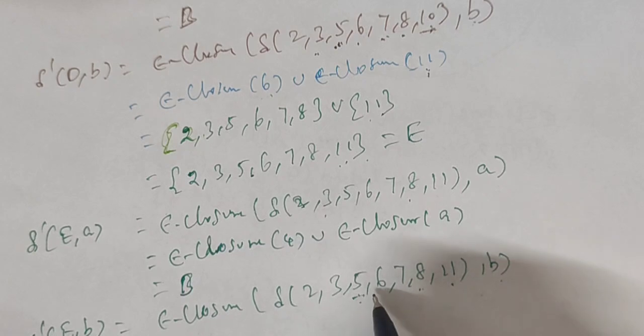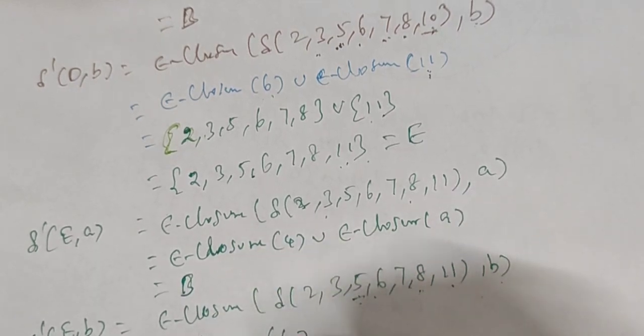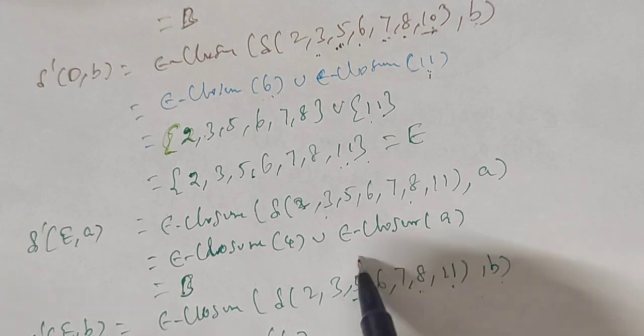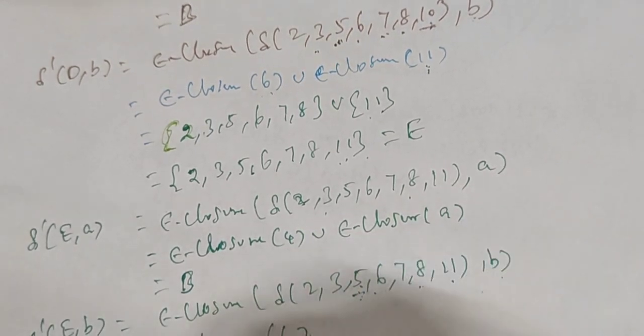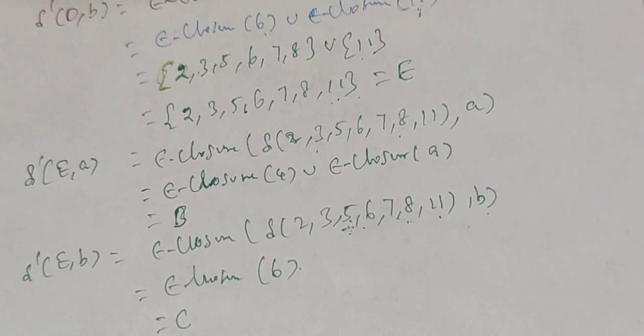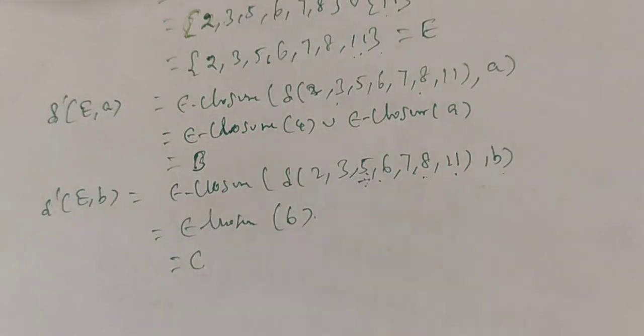So when B is applied in 5, it goes to 6. So epsilon closure for 6. The only possibility is when it is applied in 5, it goes to 6. Epsilon closure for 6 is equivalent to C. Now no new state is getting generated. Now what we have to do is just make a transition table.